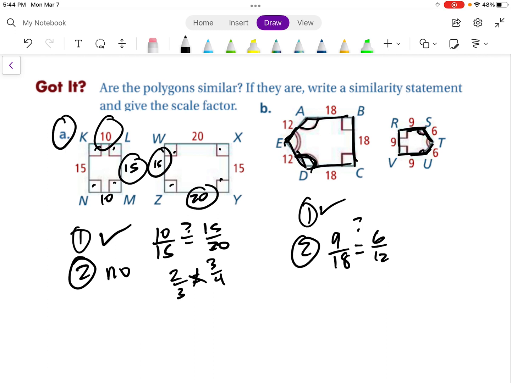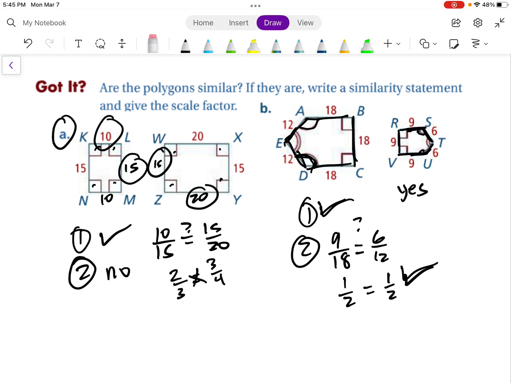So I reduce those. This comes out to be 1 over 2. That comes out to be 1 over 2. So they are equal. So we check off the second box. So the question is, are they similar? We would say yes. And the reason why is the corresponding angles are congruent, right? That was number one. And the sides are proportional. That was number two. Now, the second part says write a similarity statement.